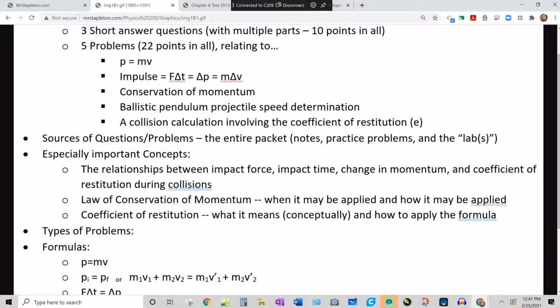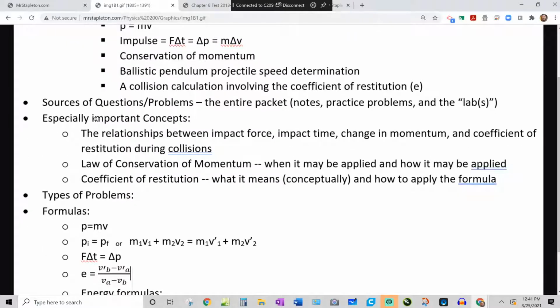Sources of questions and problems: the entire packet, notes, practice problems, and the so-called labs. So make sure you understand how ballistic pendulums work. I'd go over the notes related to that, and then also the collision stuff with the carts. Make sure you understand the answers to those questions. Especially important concepts: the relationship between impact force, impact time, change in momentum, and coefficient of restitution during collisions.